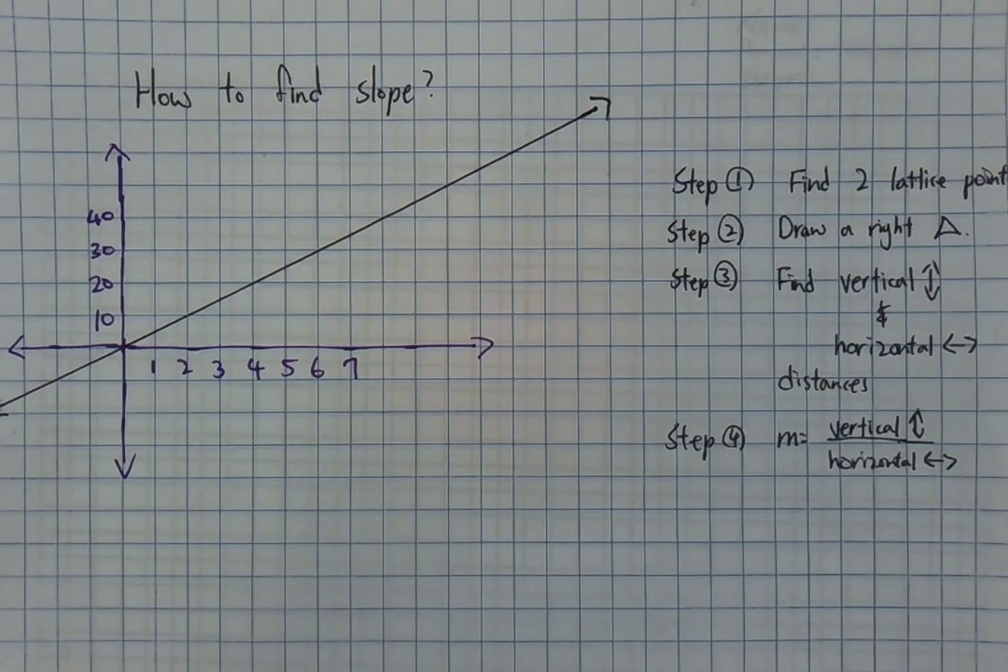In this video, I'm going to show you how to find slope. Now, what is a slope? Slope is the steepness of a line. So the number for the slope tells you if the line is really steep or close to flat.